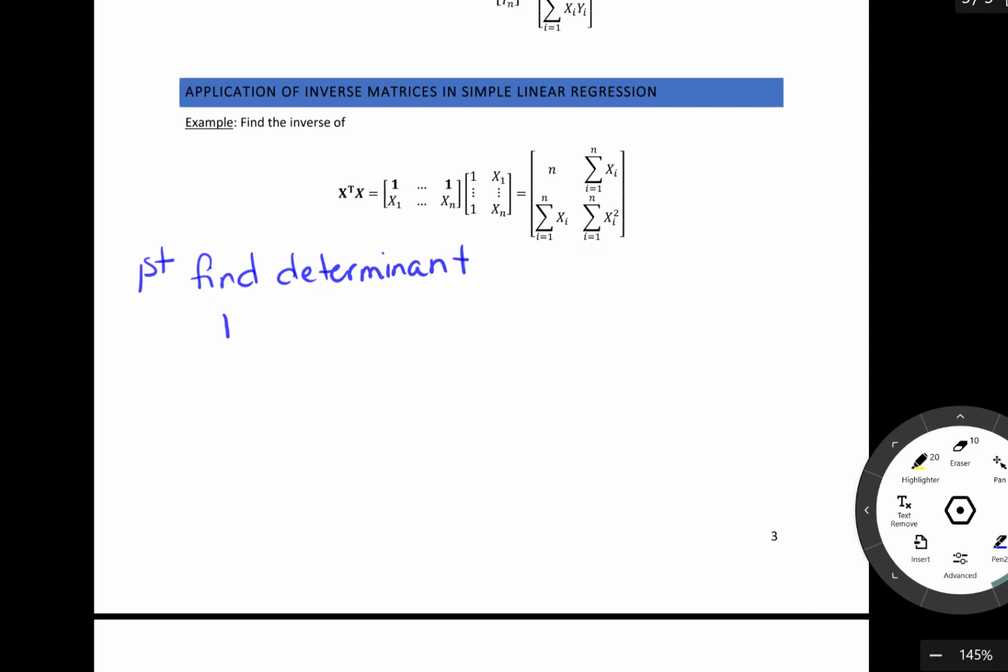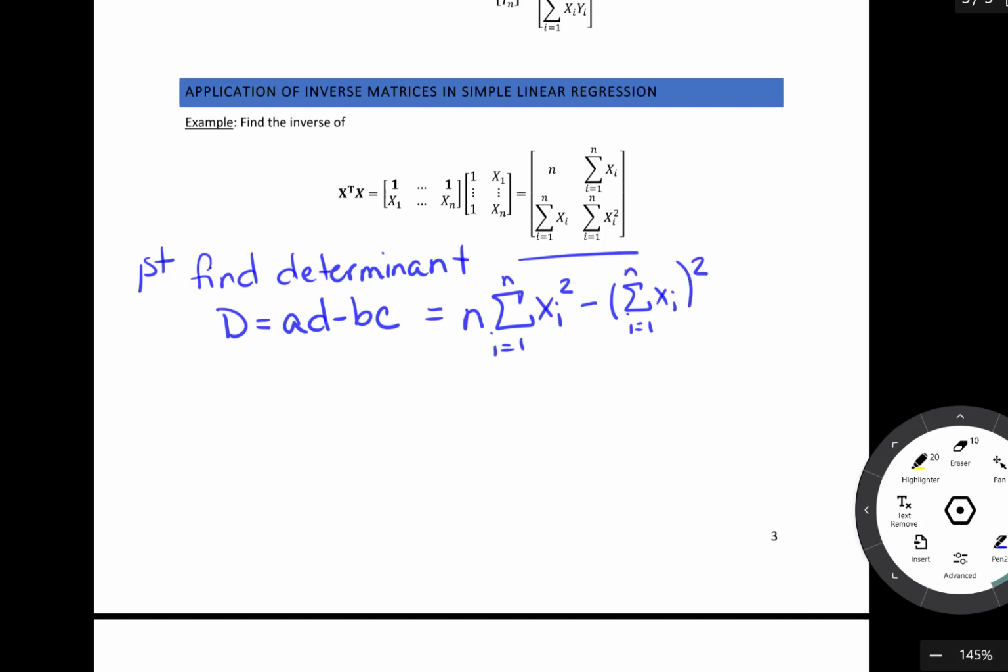Recall that the determinant is equal to A times D minus BC, where those represent different elements in the square matrix. Looking at the square matrix that we have right here, that's going to be equal to N times the sum i equals 1 to N x_i squared, minus the sum i equals 1 to N x_i, quantity squared.